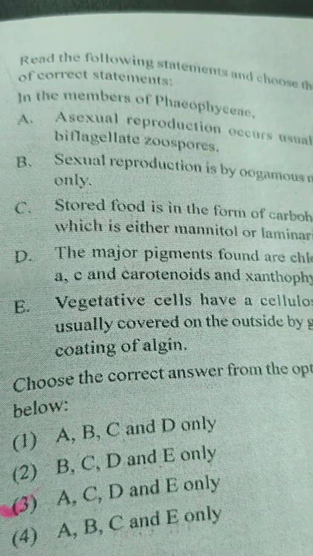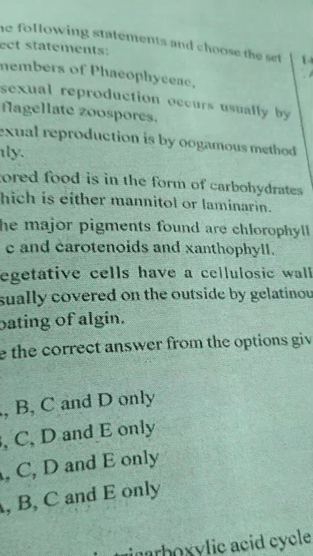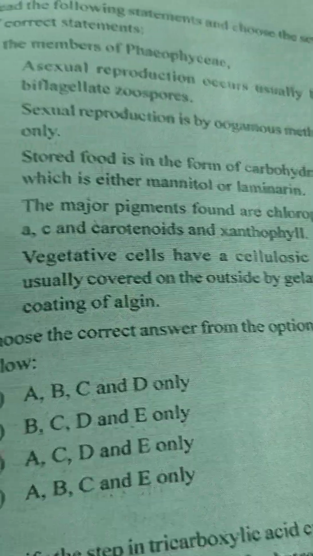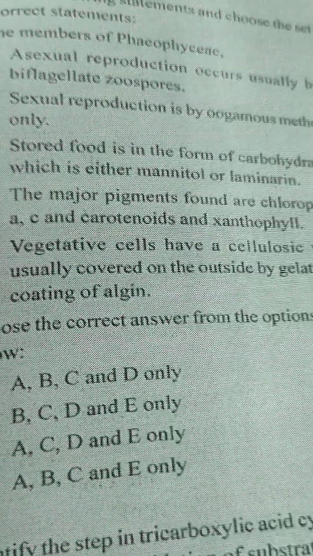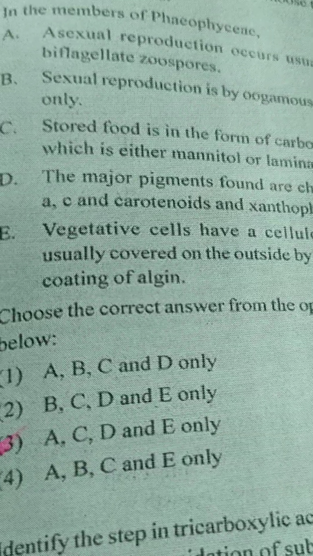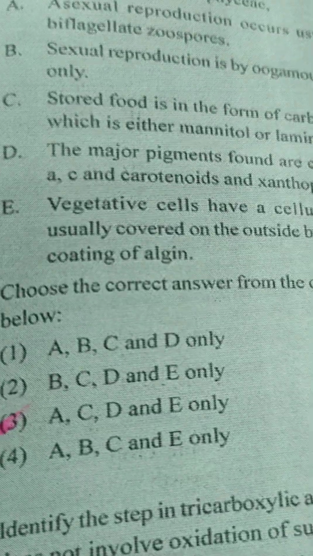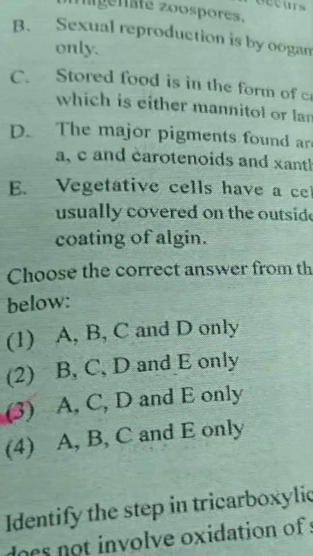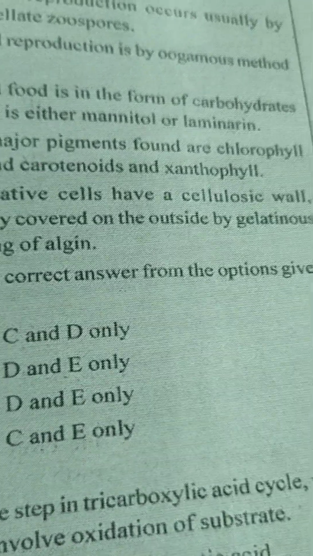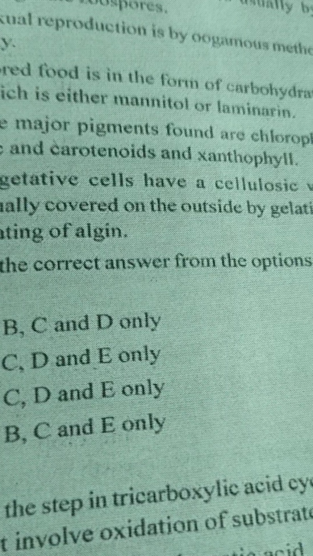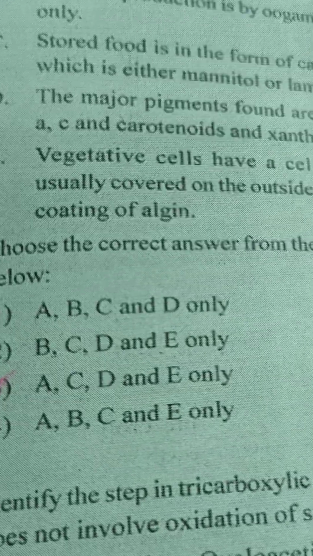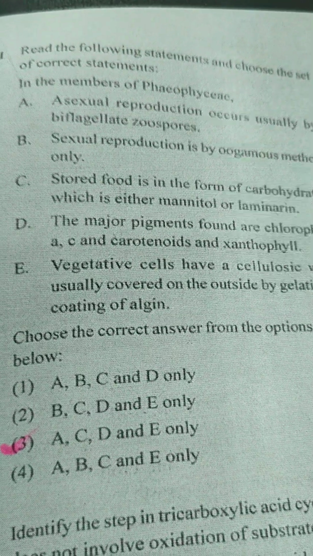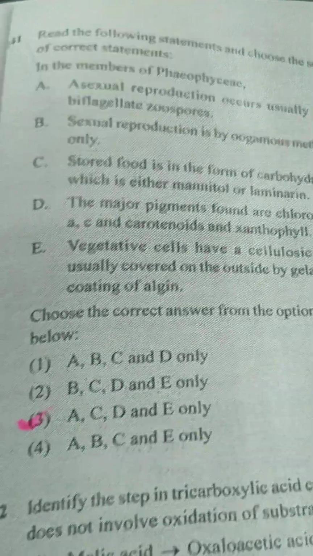In the members of PHAEOPHYCEAE: A. Asexual reproduction occurs usually by biflagellate zoospores. B. Sexual reproduction is by oogamous method only. C. Stored food is in the form of carbohydrates, which is either mannitol or laminarin. D. The major pigments found are chlorophyll a, c, and carotenoids and xanthophyll. E. Vegetative cells have a cellulosic wall, usually covered on the outside by a gelatinous coating of algin. Correct answer is 3. A, C, D, E only.